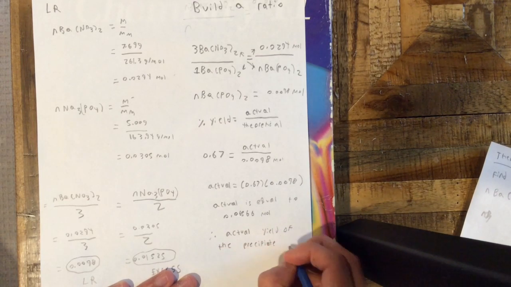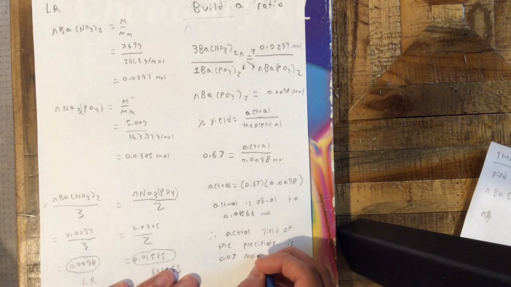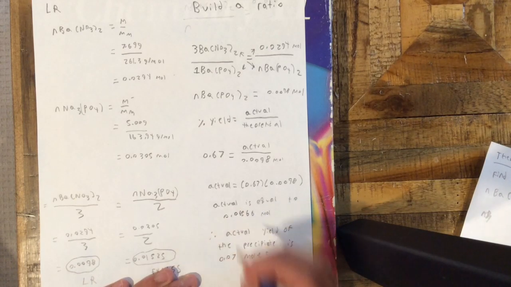And so that means that in the end, our final answer is therefore the actual yield of the precipitate is 0.07 mole, because we round it to 2 decimal places. There we go.